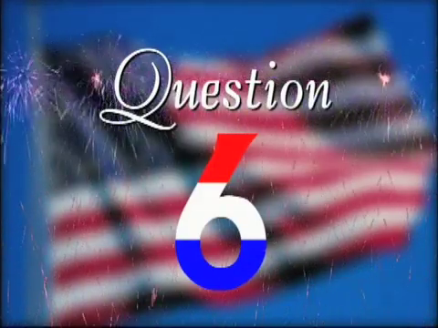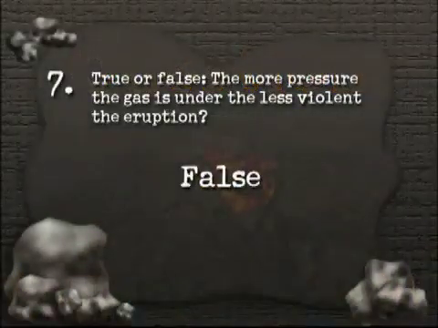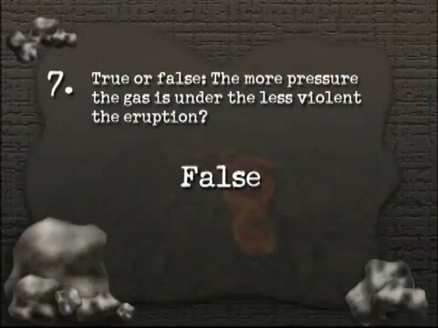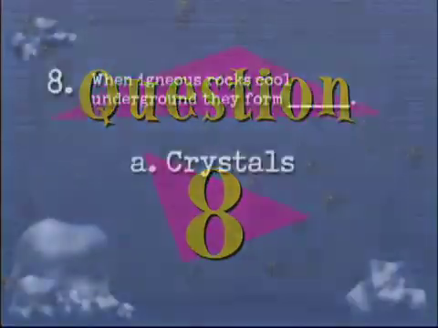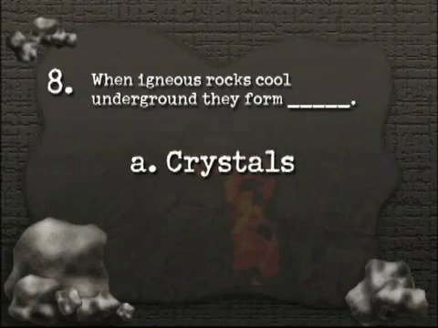Question 6. C. Pressurized gas is what helps the magma reach the surface. Question 7. False. The more pressure the gas is under, the more violent the eruption. Question 8. A. When igneous rocks cool underground, they form crystals.